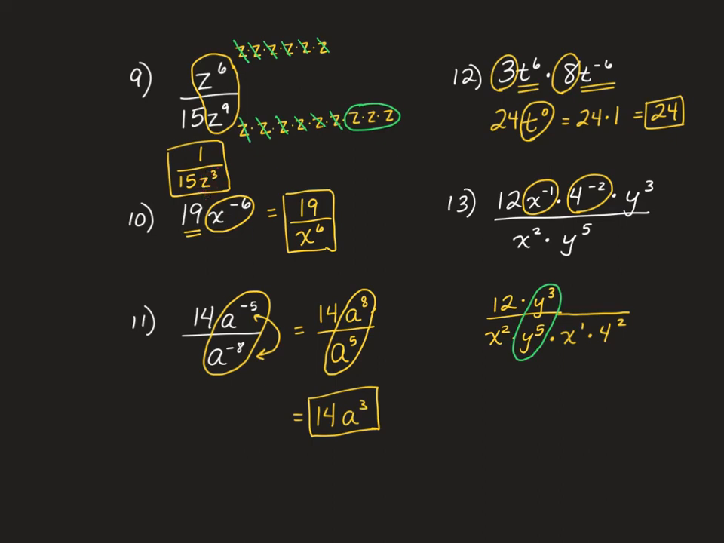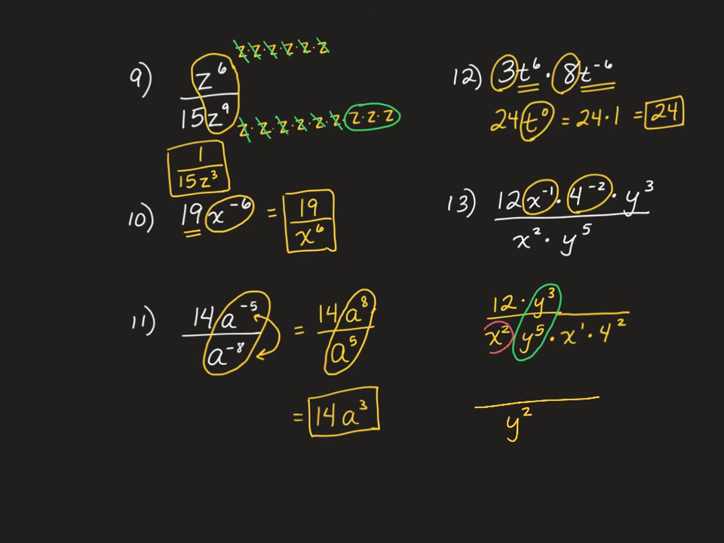Same thing happens here. You have 3 y's on the top, you have 5 y's on the bottom. So that means you're going to subtract them. 5 minus 3 is 2. But since the bigger number's on the bottom, that means that's where the y's stay. So we have y squared on the denominator.